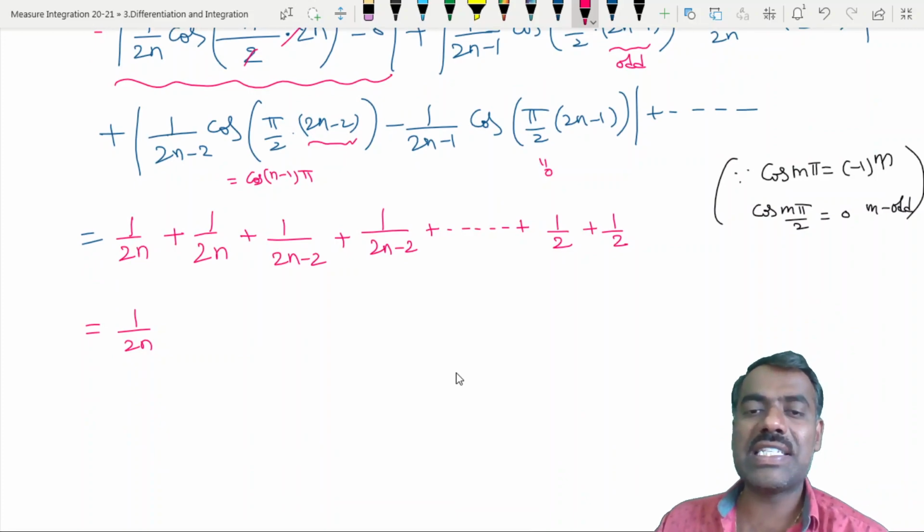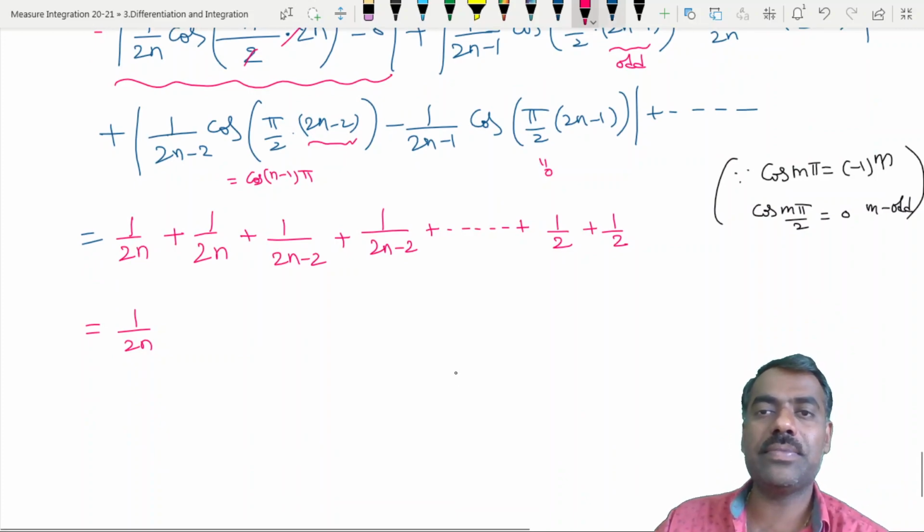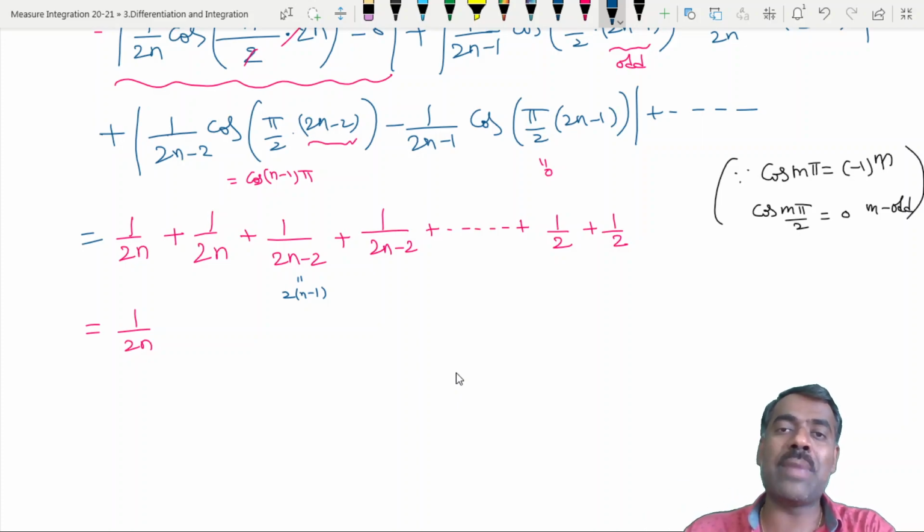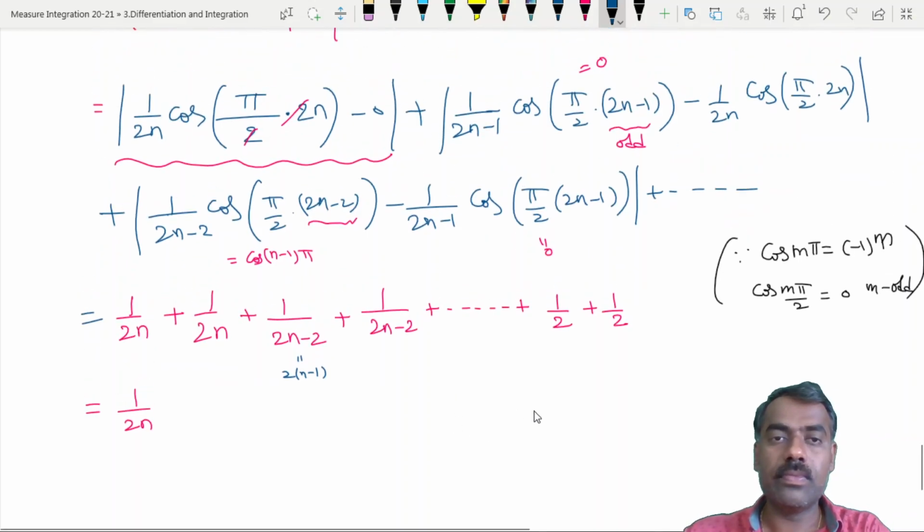So what is the last term you will get? Here I can take this as 2 times n minus 1. This is 1 by 2n. Next time what we got is 2 into n minus 1. Next time what we are going to get is 2 into n minus 2 and so on. So everything is a multiple of 2. So at the end what you will get is 2 times 1 plus 2 times 1. Are you following?